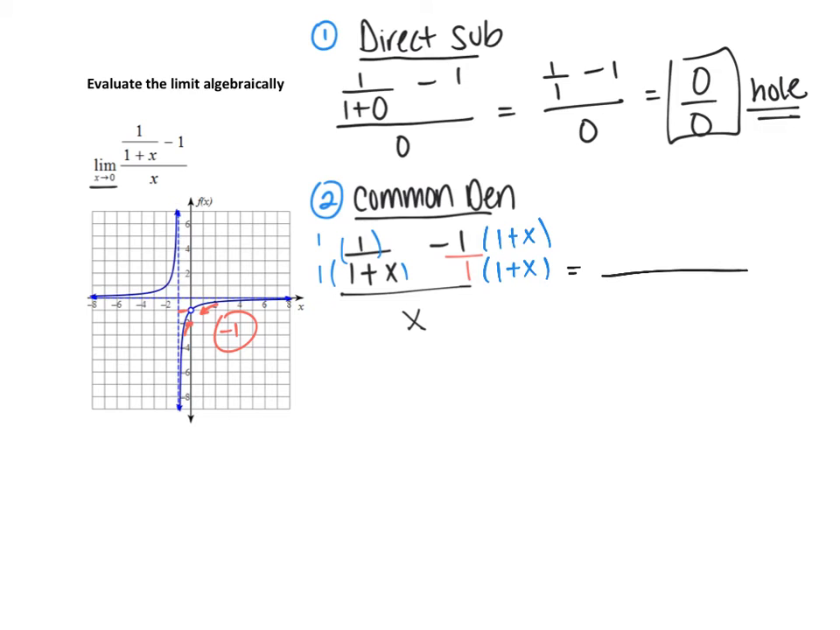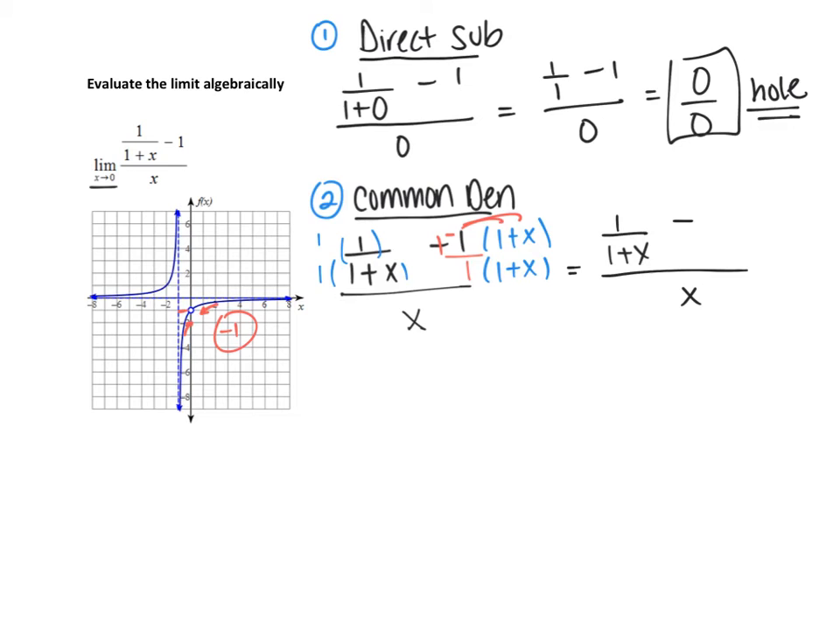So the bottom is going to stay x. That's not going to change. And I'm going to multiply 1 times 1. So that gives me 1. And then I multiply this times 1 plus x, which is just 1 plus x, minus. But since there's a minus here, you have a choice to change it to a plus. So I'm going to do that. I'm going to make it plus a negative, and I'm going to distribute this out.